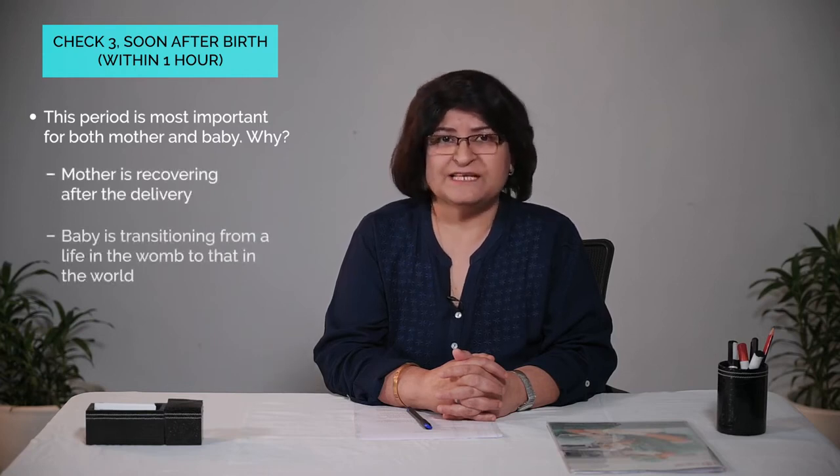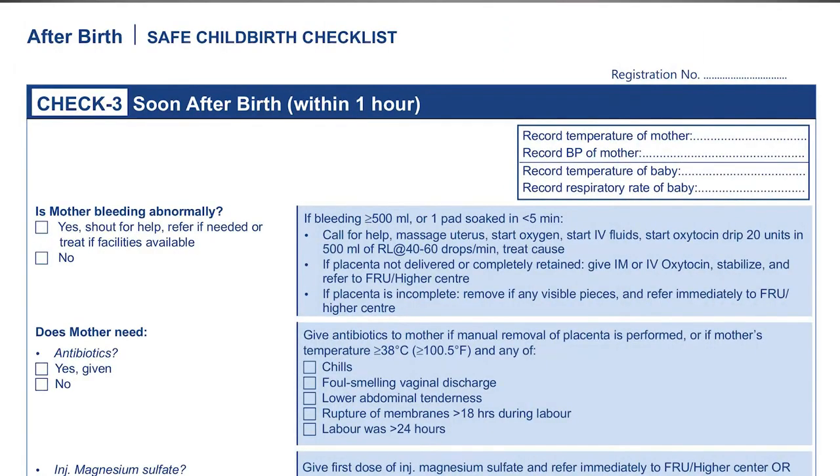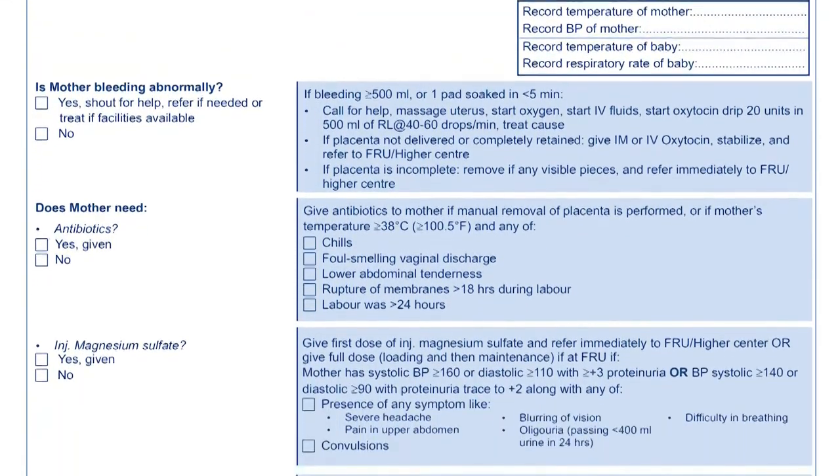Check 3 is soon after birth, within 1 hour. This period is important for both mother and baby, as the mother is recovering after the delivery and the baby is transitioning from a life in the womb to that in the world. We can pause at this time to review that mother and baby are fine and ensure practices such as breastfeeding and skin-to-skin contact. Here is a visual view of check 3 of the Safe Childbirth Checklist.